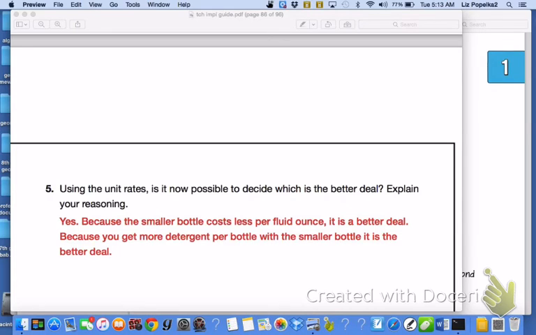So question number 5, saying using the unit rates, is it now possible to determine which one is a better deal? And yes, we've actually established in a couple of different ways that, contrary to what you might think, this happens a lot, the smaller bottle was actually the cheaper one. A lot of the time we think that they make the bigger box cheaper in order to make us buy more stuff, but sometimes they fool you, and it really is the smaller box that's cheaper.